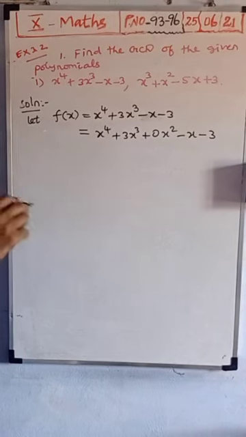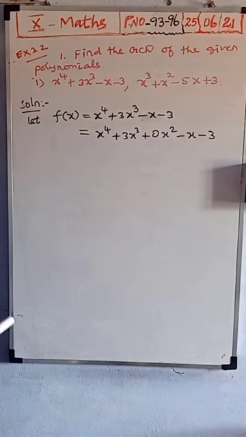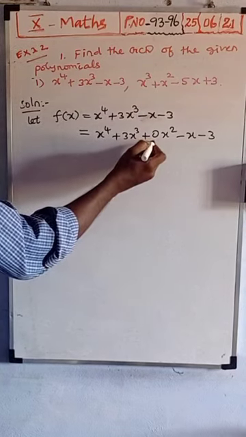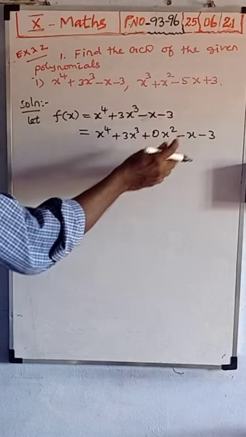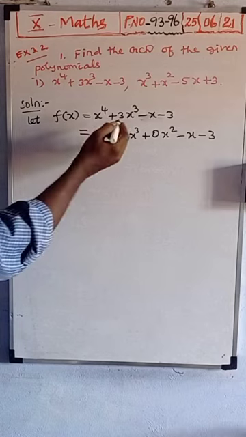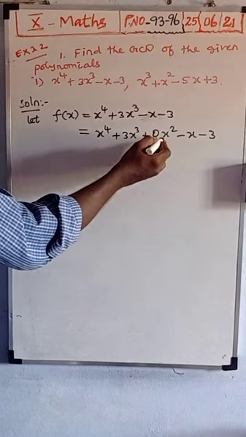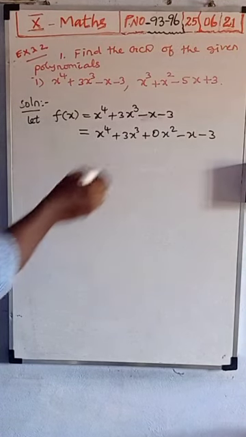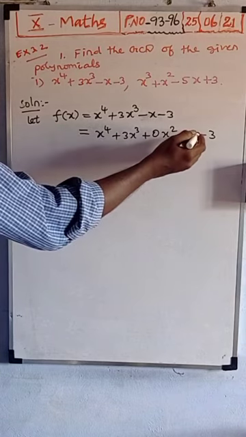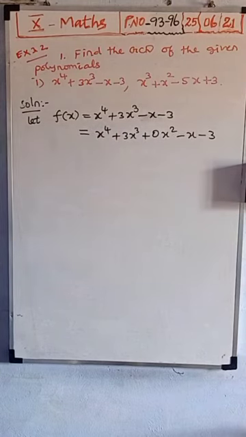Now you check which term is not there. Which term is absent, that term you should add, 0 into that term. Here the x squared term is missing, so the 0x squared you want to add. The remaining terms you should write as they are. Now you check: 4, 3, 2, 1, then the constant term will be there. Therefore this is called f of x.